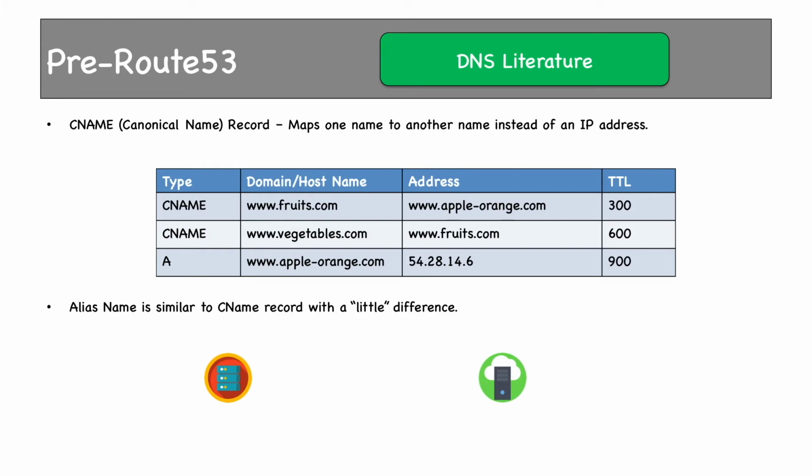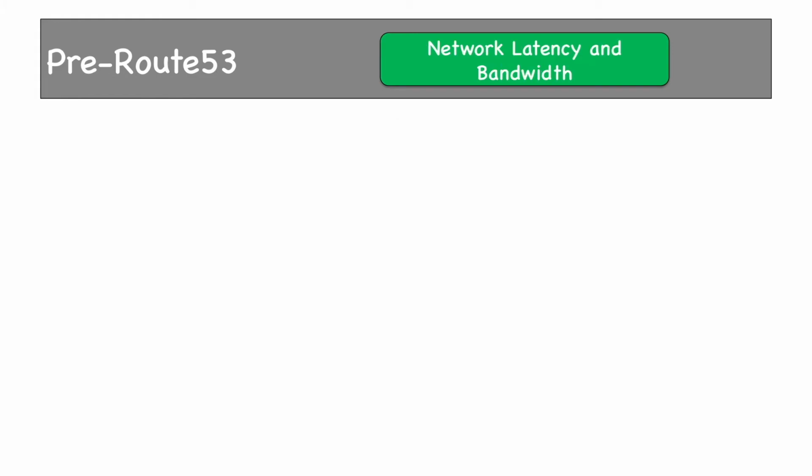Notice something here. Because I tried vegetables.com as the domain name, a lot of trips had to be taken to get the actual IP address. This is also called URL redirection. And this is definitely not a good thing because your latency would increase. I have talked about latency a few times throughout this course. Let's see what this is.